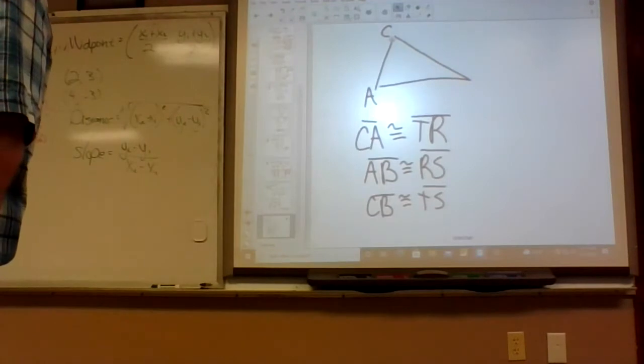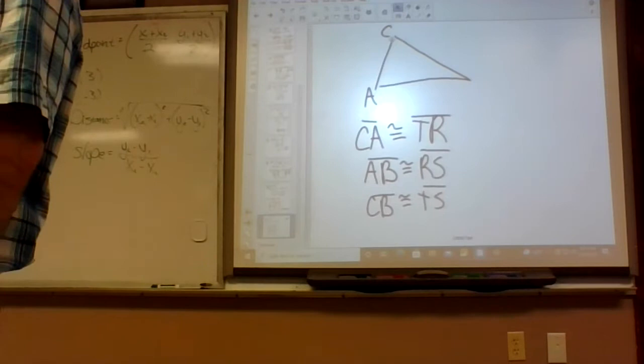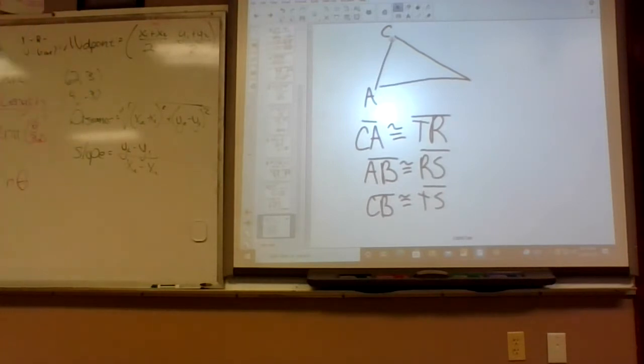Number 8 is you're supposed to list all the ones that are true. So it could be more than one right answer. It's not just a multiple choice, really.